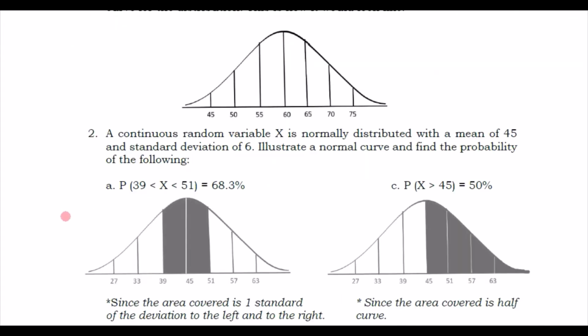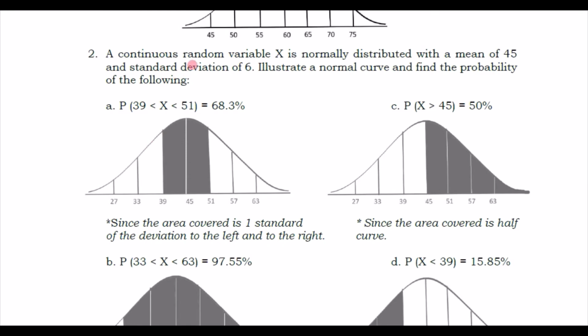Number 2. A continuous random variable x is normally distributed with a mean of 45. The standard deviation of 6. Illustrate a normal curve and find the probability of the following. So, meron daw yung mean, which is 45. So, saan makikita yung mean? Siyempre, sa middle. And the standard deviation ay 6. So, 6 daw yung magiging interval. So, 45 plus 6, 51 plus 6, 57 plus 6, 63. So, 45 minus 6, 39, minus 6, 33, minus 6, 27.